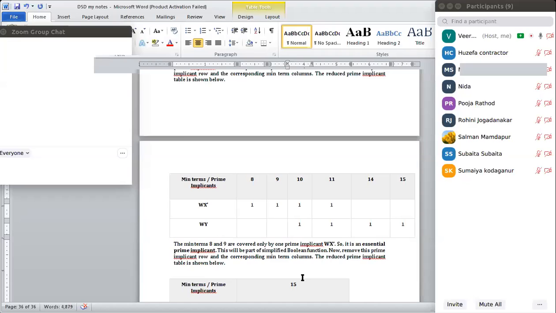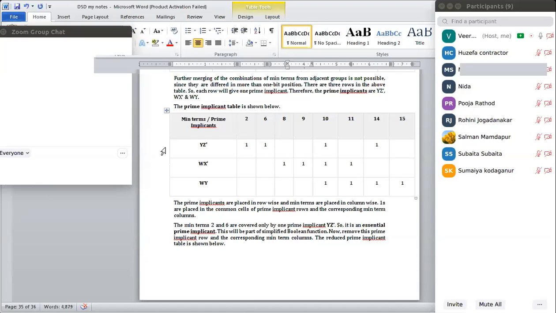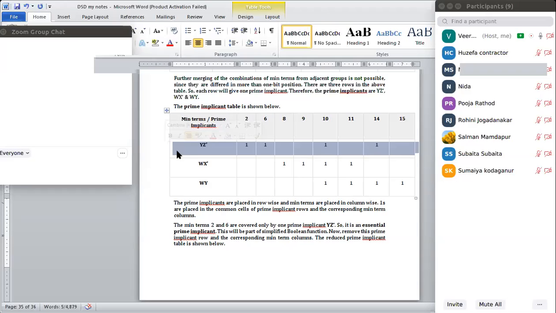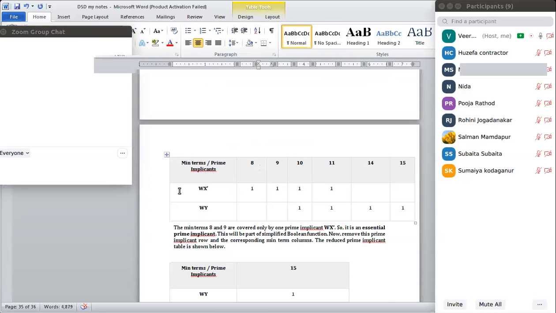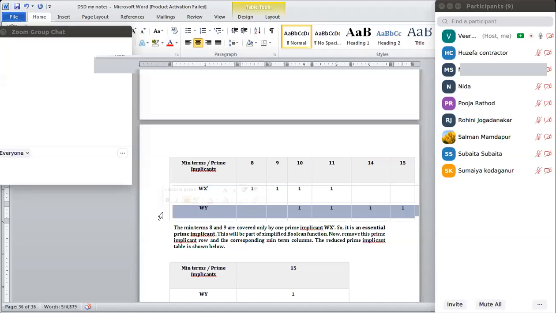Okay. The same thing I have written. I have just removed the first column. Why? Because it has already been completed. From this first column, I have found two essential prime implicants. So now here, from the second row and the third row, right?